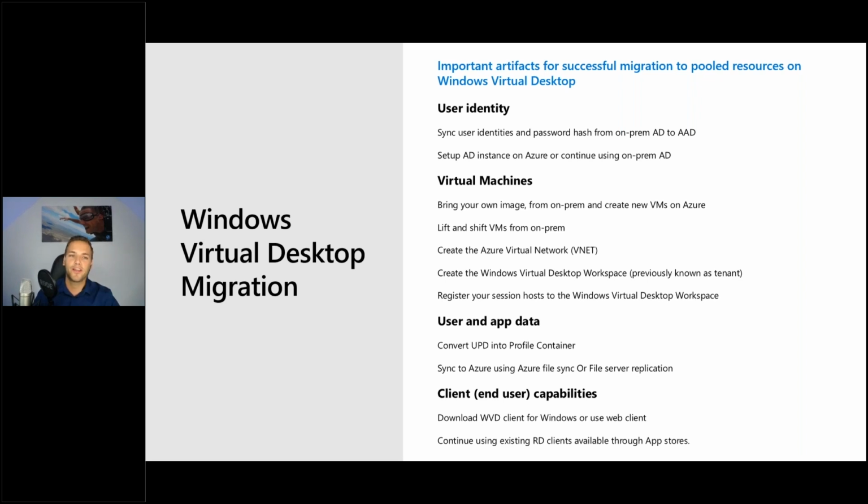And before we start the migration, you need to create an Azure Virtual Network, because that's where your virtual desktops and the Windows Virtual Desktop environment will be running. So that's basically your local area network inside Azure. You need to create a workspace, which was previously known as a tenant. The workspace is basically your control plane that I just explained in that high-level architecture slide in the beginning.